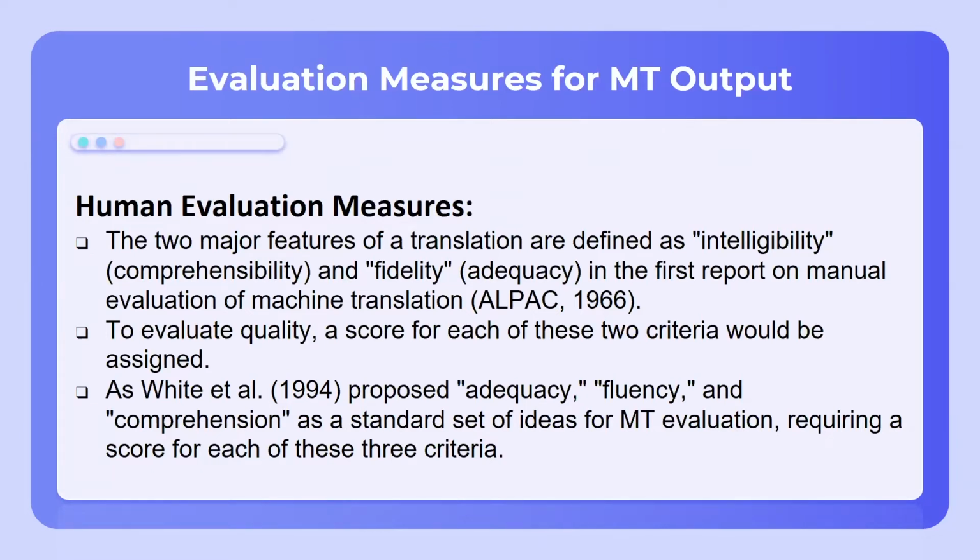Also, White proposed in 1994 adequacy, fluency, and comprehension as a standard set of criteria for MT evaluation. They require a score for each of these three criteria.